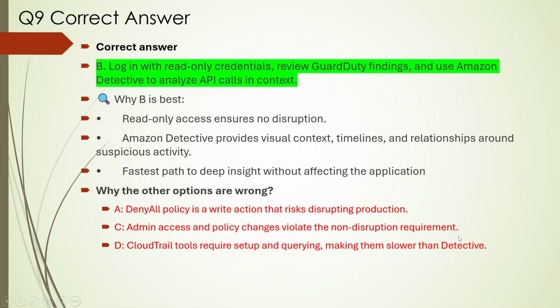Okay, so I was right. It does visualize, letter D does visualize, but it's much slower than Amazon Detective. Admin access and policy changes violate the non-disruption requirement. So Amazon Detective is faster than CloudTrail, and Amazon Detective has visual context.